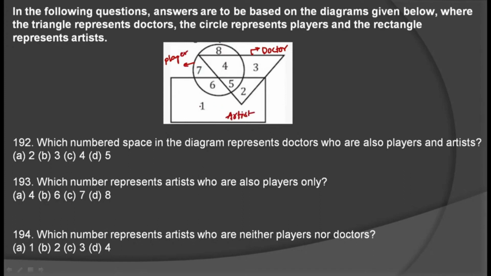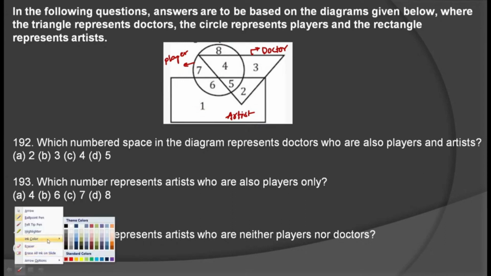Guys, if there is an only portion, for example, the one that represents only artists, the portion which is not overlapping with any players or doctors, that is individual info. Now, based on the above diagram, you can choose your options.